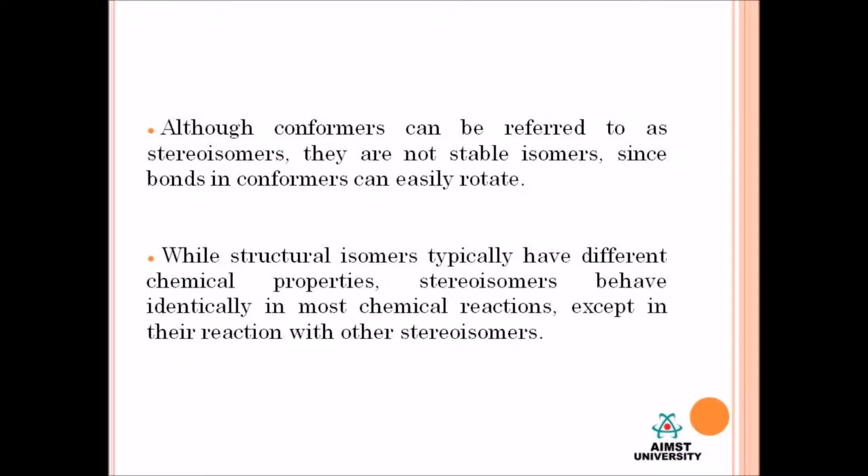Although conformers can be referred to as stereoisomers, they are not stable isomers, since the bonds in the conformers can easily rotate, thus converting one conformer to another, which can be either diastereomeric or enantiomeric to the original one. While structural isomers typically have different chemical properties, stereoisomers behave identically in most chemical reactions, except in their reaction with other stereoisomers.